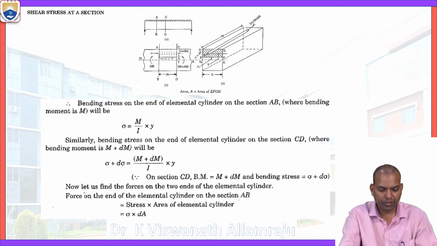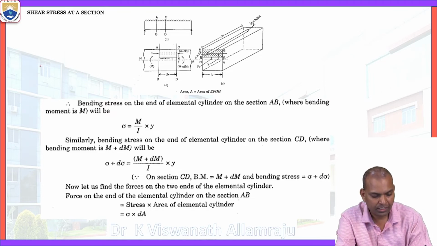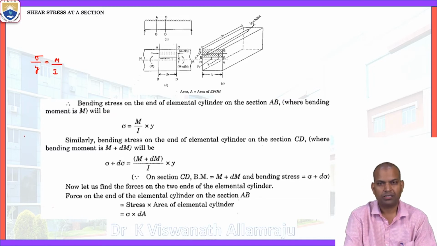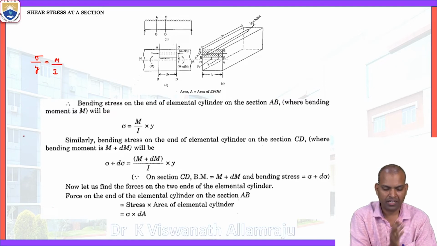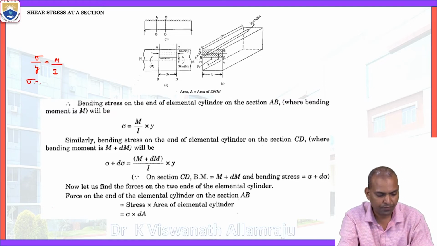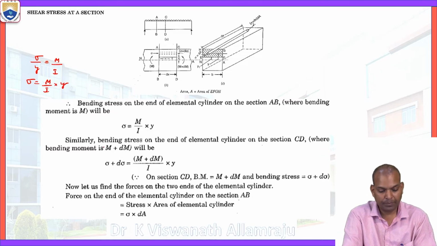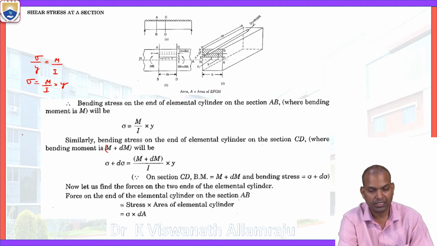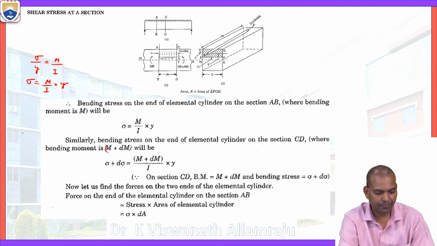We know the pure bending formula. What is the theory of pure bending? That is sigma by y equals M by I. From this, the bending stress on section AB is sigma equals M by I times y. On section AB, the bending moment is M. On section CD, the bending moment is M plus dM.